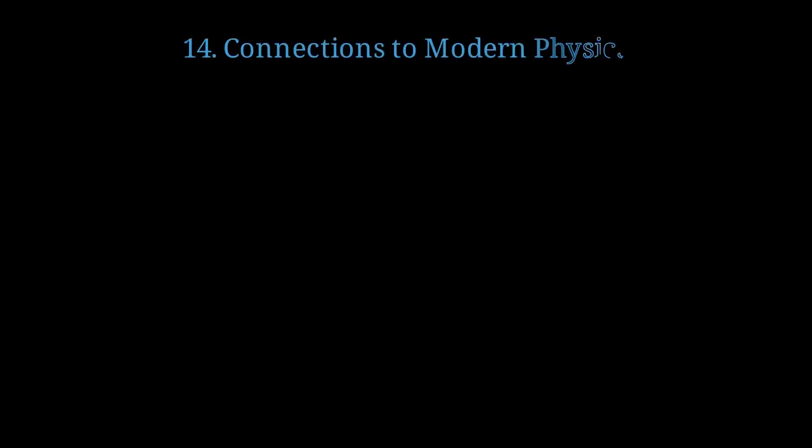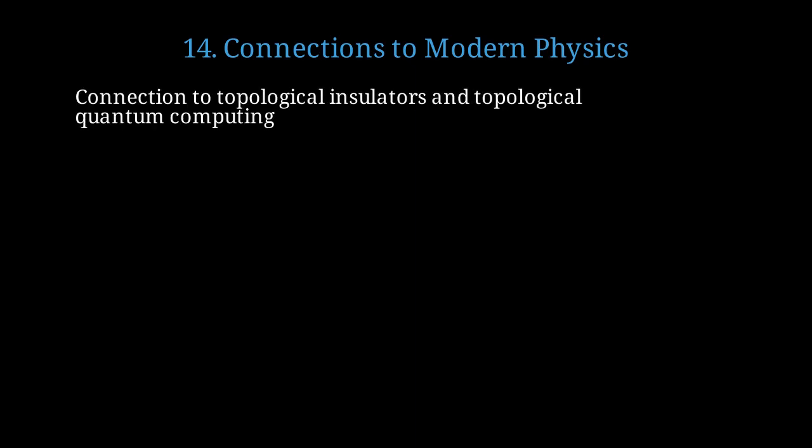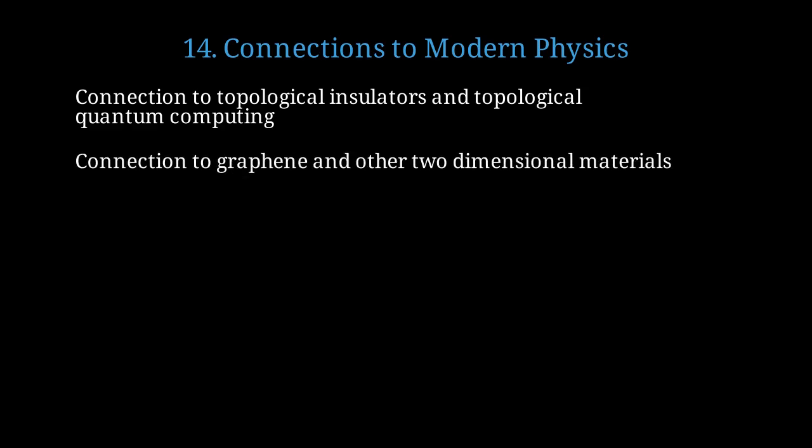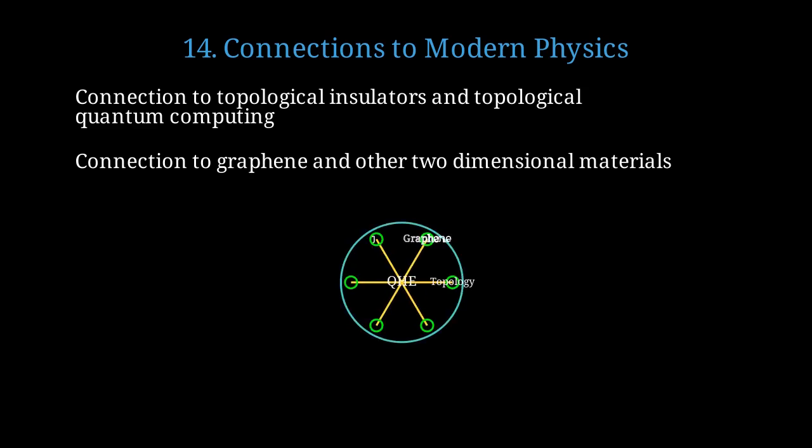The quantum Hall effect has profound connections to many areas of modern physics. The topological concepts introduced by the quantum Hall effect led directly to the discovery of topological insulators and ideas for topological quantum computing. The quantum Hall effect in graphene shows unusual behavior due to its special band structure, with plateaus at different filling factors. The quantum Hall effect sits at the center of a web connecting topology, graphene, topological insulators, fractional quantum Hall effect, anyons, and quantum computing.